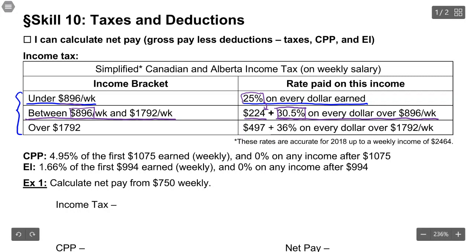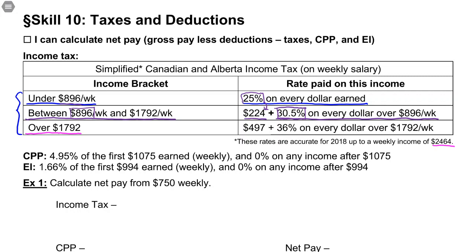And same thing for our last bracket. Their bracket's actually higher than this, but to keep it as simple as I can, I only kept it accurate up to a weekly income of $2,464, which is more than most people earn. So this is a good enough table for most of us.